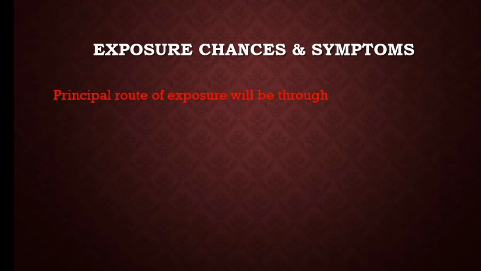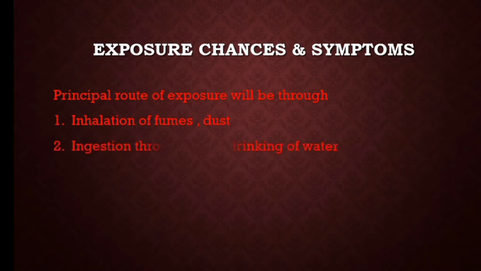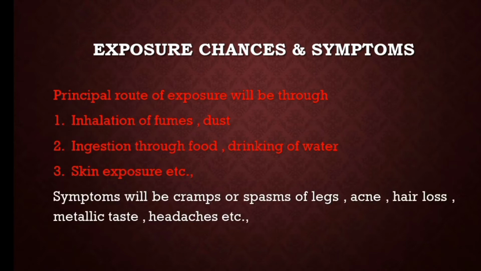Now coming to the exposure chances and symptoms. The principal route of exposure of copper poisoning is either through inhalation of copper fumes or copper dust, ingestion of copper accidentally through food or drinking water, and skin exposure. Symptoms are mostly cramps or spasms of the muscles or legs, acne, hair loss, metallic taste and headaches.